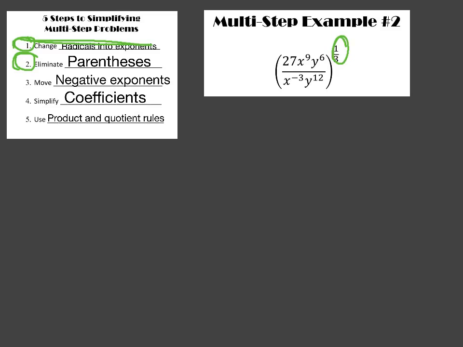I'm going to write this work way over here on this side of my screen so that I have enough room for this entire problem. So I need to take the 1/3 and put it on the 27. That's going to be 27 to the 1/3 power. If I take the 1/3 to x to the 9th, I have to keep the x to the 9th, but then I put the 1/3 with it. I have to put the 1/3 on the y to the 6th.